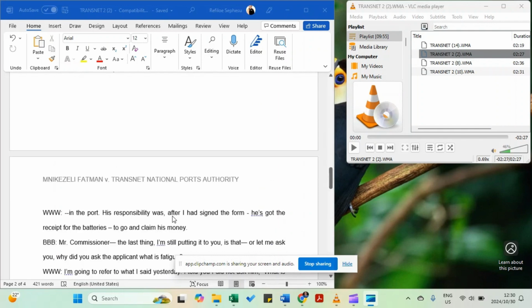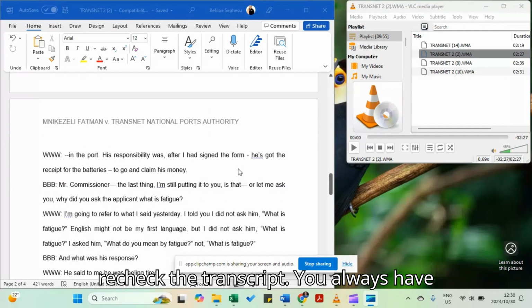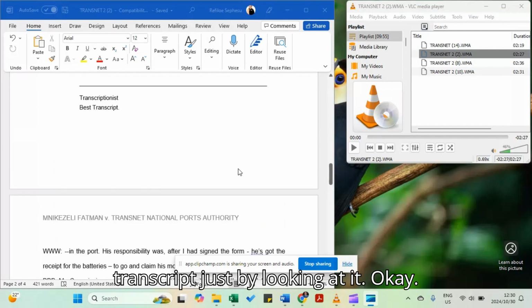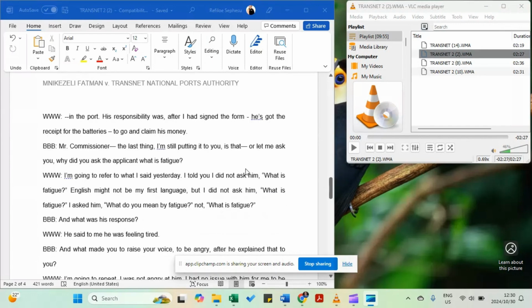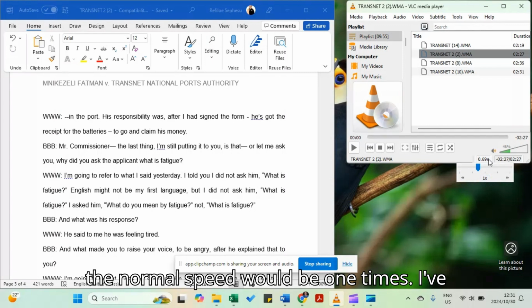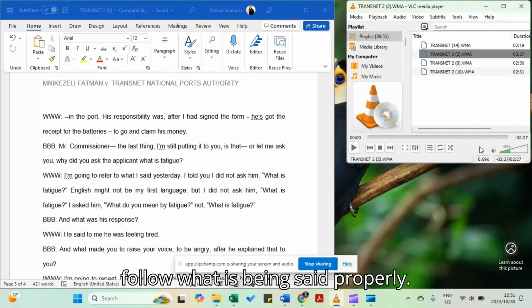Okay, so I'm going to play the audio and recheck the transcript. You always have to play the audio. You can't check a transcript just by looking at it. Okay. So here we go. Okay, my audio is set at a lower speed, so the normal speed would be 1 times. I've decreased it to 0.69 times so that I can follow what is being said properly.